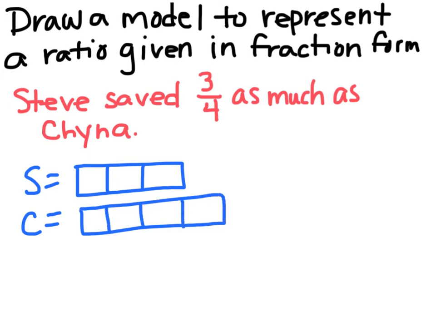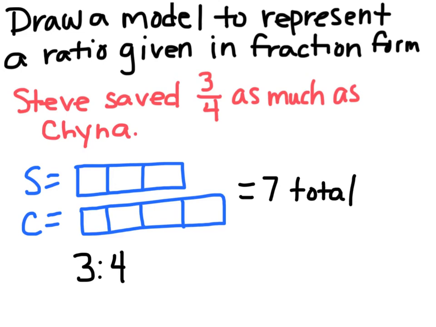Now how do I know which is which? Because Steve saved 3/4 as much as China. So his amount is 3/4 of her amount. In ratio form, we would say that he has 3 units to her 4 units. Okay? So the total number of units would be 7, correct?